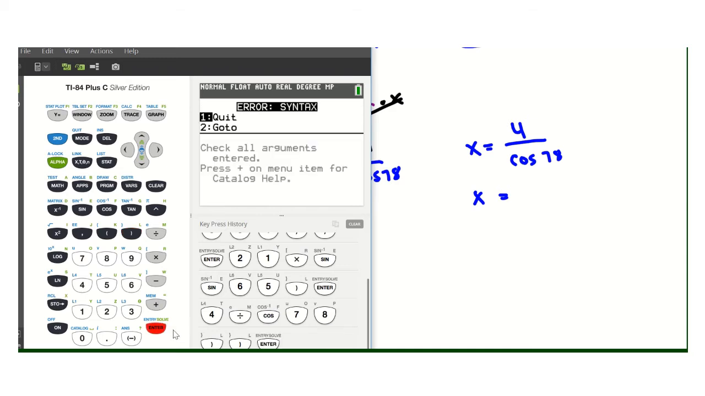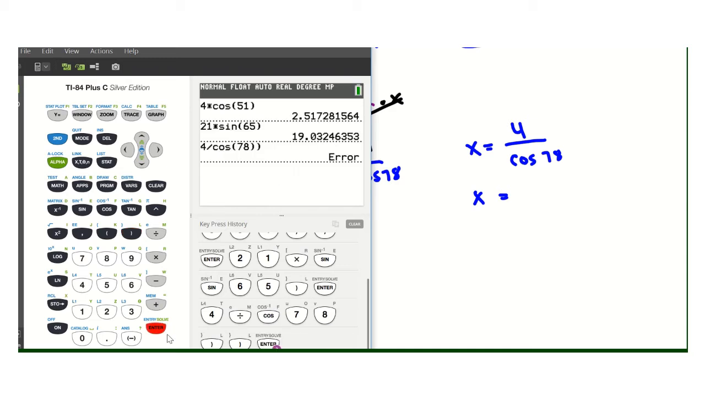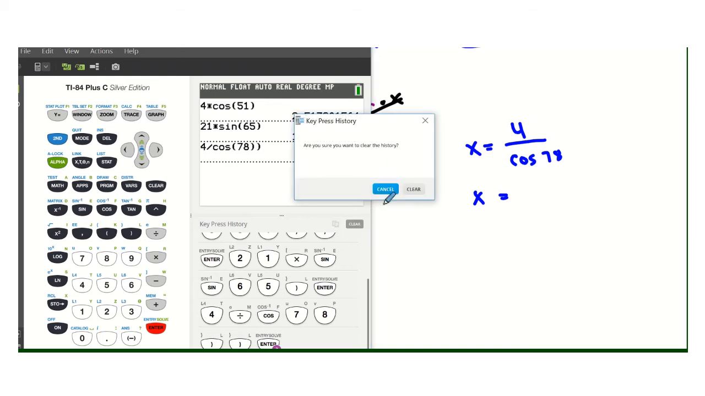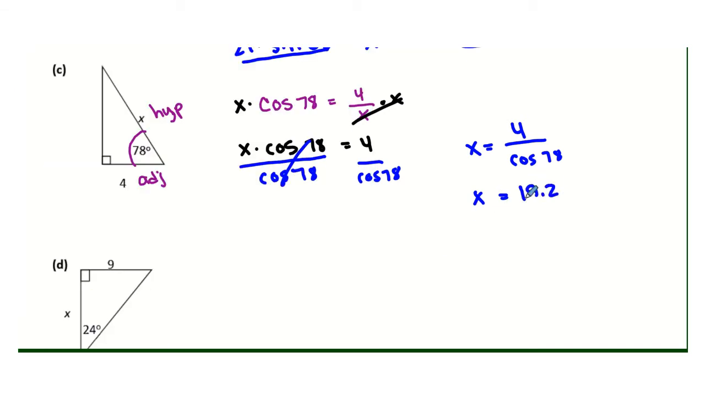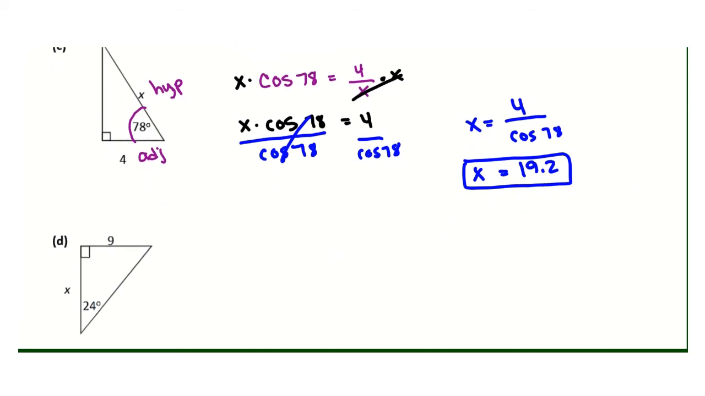And when I do that, oh, I had too many parentheses there. So 4 divided by cosine of 78, and I get 19.2. So 19.2 is this side length. This one, D, is very similar to C, so go ahead and pause the video and see if you can do that one.